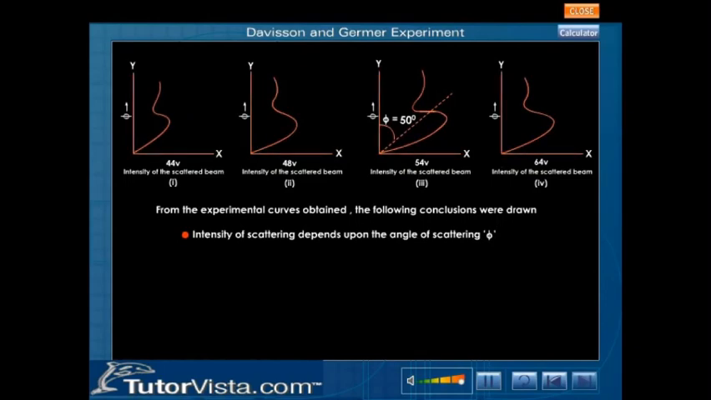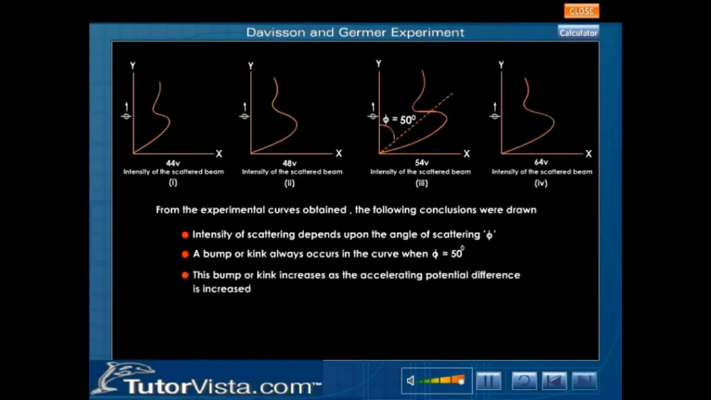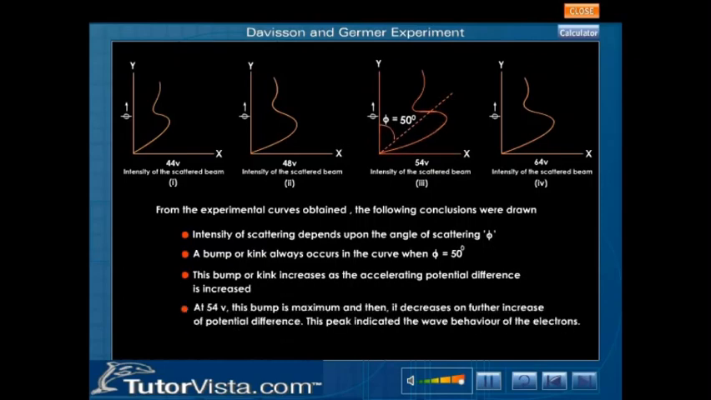Intensity of scattering depends upon the angle of scattering, phi. A bump or kink always occurs in the curve when phi is equal to 50 degrees. This bump or kink increases as the accelerating potential difference is increased. At 54 volts, this bump is maximum and then it decreases on further increase of potential difference.